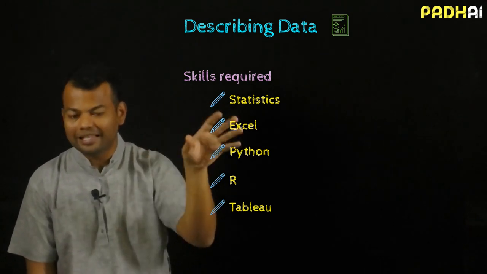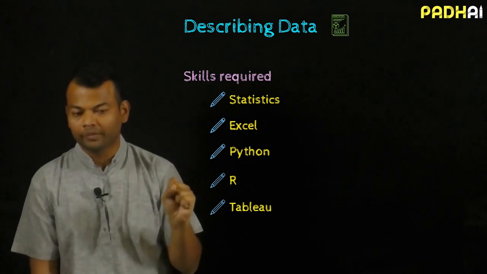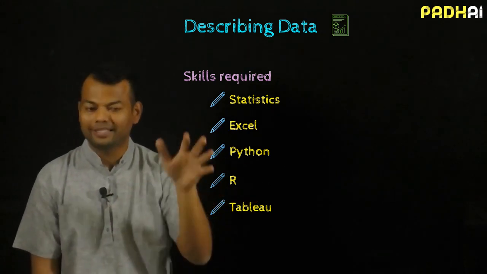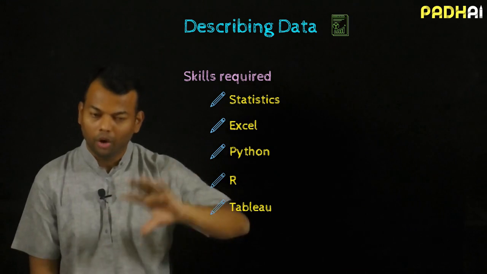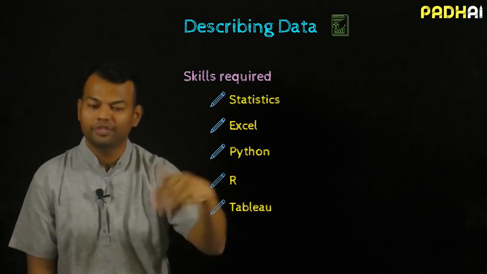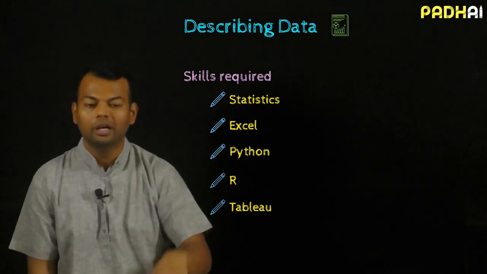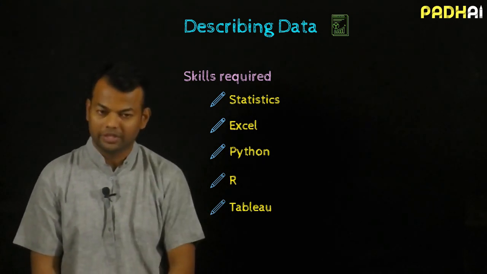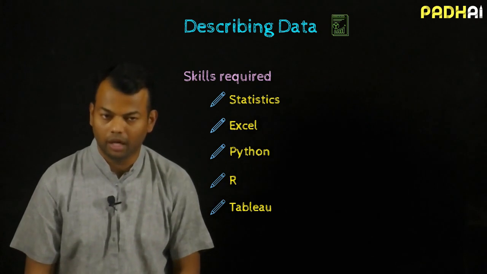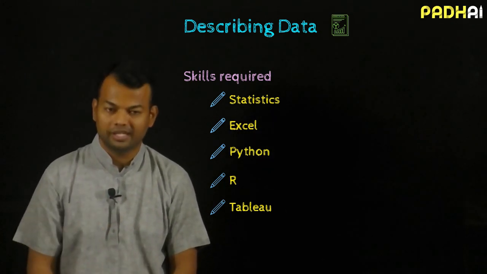Of course, you could think of Excel, R and Tableau as the, probably not Tableau, but Excel and R as the alternative tools instead of Python, which you can use for drawing plots or even for computing mean, mode, median, etc. But we'll just stick to Python in this course because that's the most popular thing out there, right? So that's all about describing data.